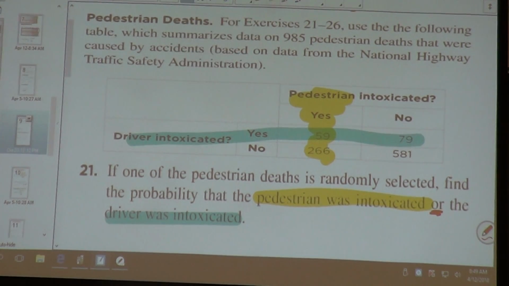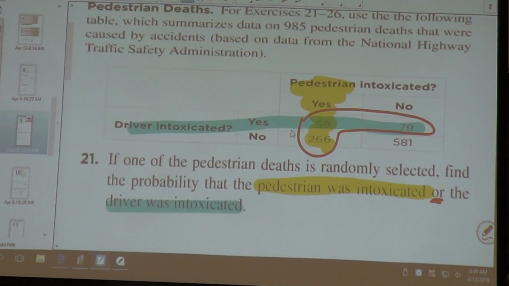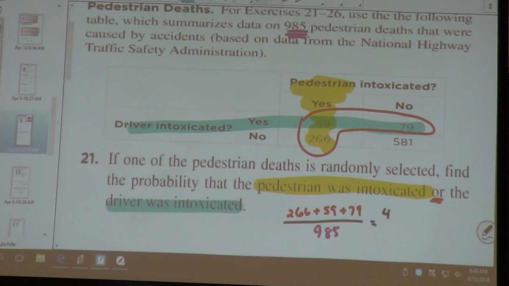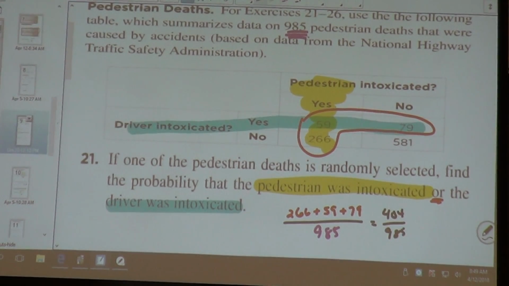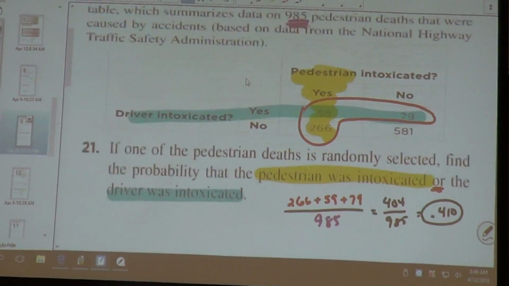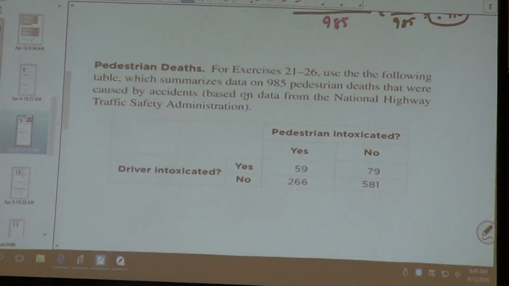Now, it has the word or. So what kind of shading are we doing? All shaded. So it's going to be 266 plus 59 plus 79 all over 985. So I think it was 404 over 985, which ended up being 410. Good? All right, let's try another one.